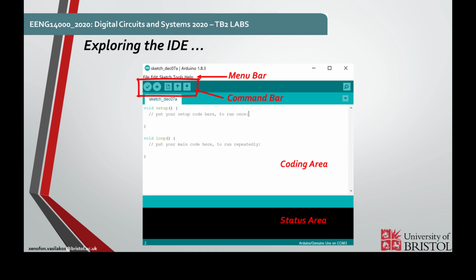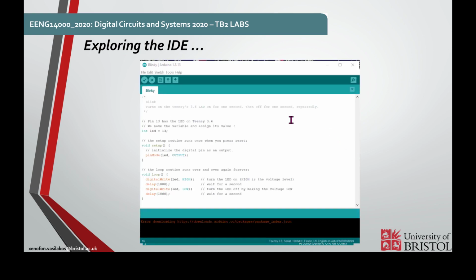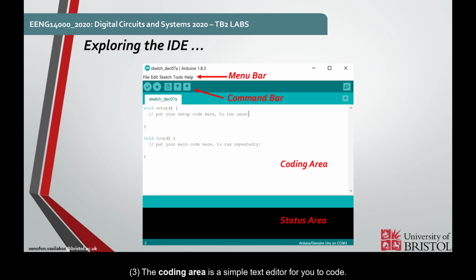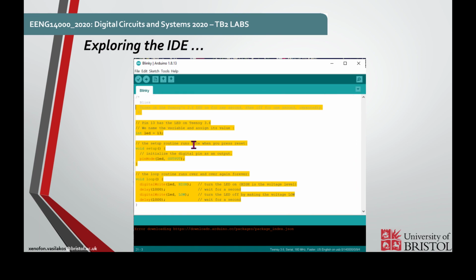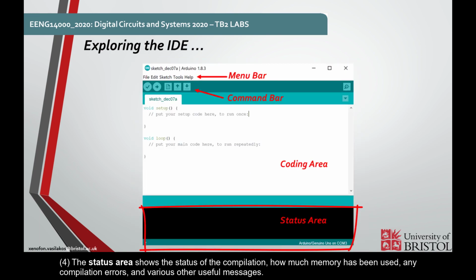Two, the command bar. The command bar contains several tools to execute and upload the program to the microcontroller. 3. The coding area. The coding area is a simple text editor for you to code. And finally 4. The status area. The status area shows the status of the compilation, how much memory has been used, any compilation errors, and various other useful messages.